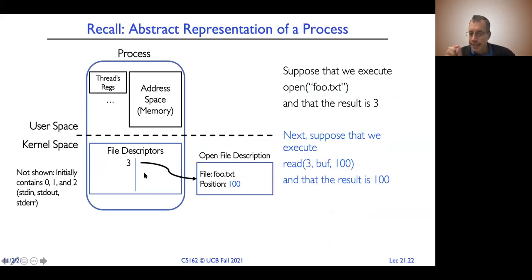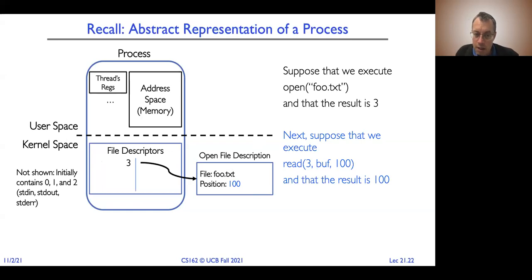From your application perspective, you open a file, and when you open foo.text, you get back a file descriptor. The file descriptor points to a data structure, which is the open file description. This is in the kernel. Everything below this dotted line is in the kernel.